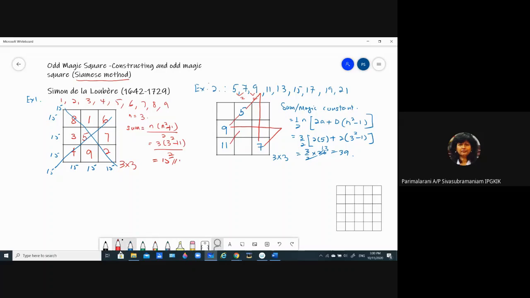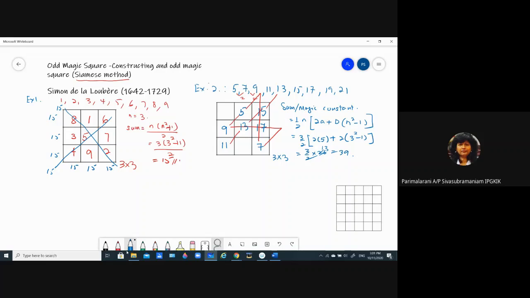So our next number is there. So we're going to put 13 here. From 13, we're going to go up to the right. So our next number is 15. So 15 is going to be there. Okay. So from 15, we are going up to the right, but nothing there, and there's no row or column there. So we are going to put the next number below 15. So we're going to put it here, 17.